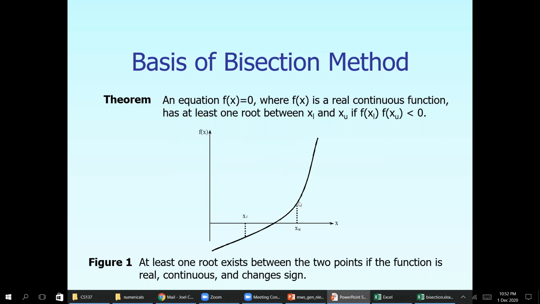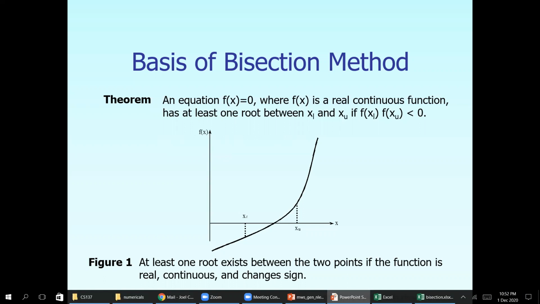When you substitute them into our function, it will give us two answers. If we multiply the answers of the two guess values and the product is less than 0, it means between these two guess points is a root of our function. That's the concept of the bisection method. We should have a different sign for our results to determine there is a root.